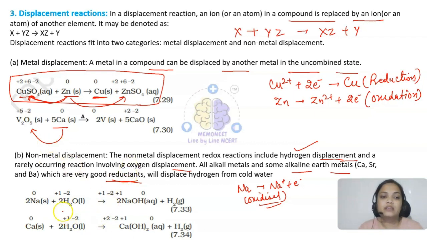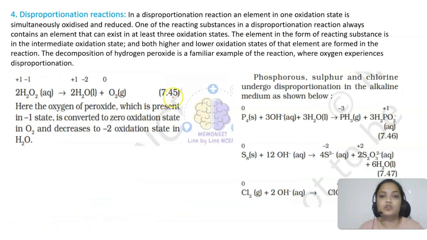So here you can see the displacement of hydrogen is happening by sodium and by calcium. Okay. So these are the examples of non-metal displacement, which are your redox reactions also. Another one which is very important is the disproportionation reaction. These are the ones in which an element in one oxidation state is simultaneously oxidized and reduced.